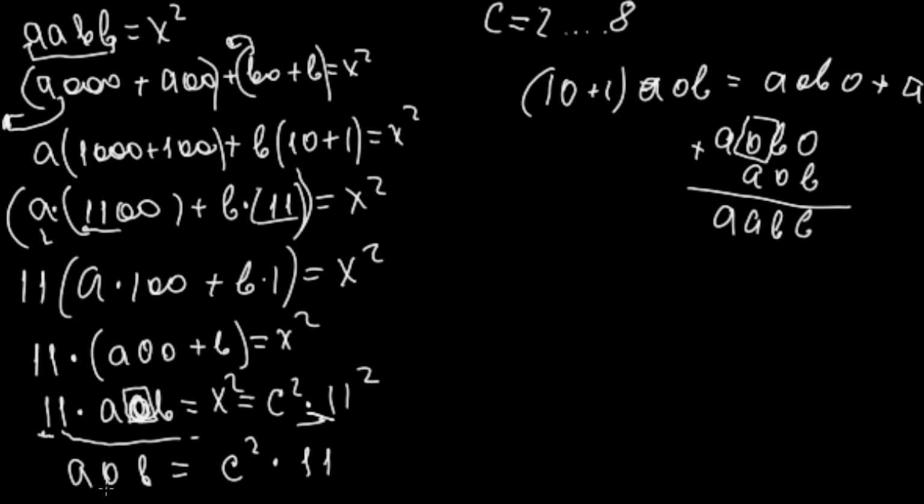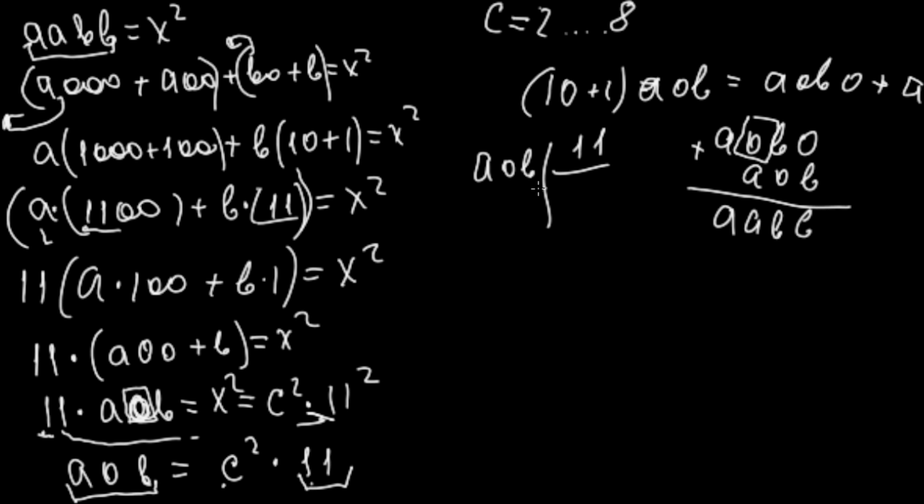So, but a 100b, this number is also divisible by 11, because when you factorize it, they are equal, so it also should be able to be factorized by 11. So we can divide by 11 both sides. So let us divide a 100b by 11.